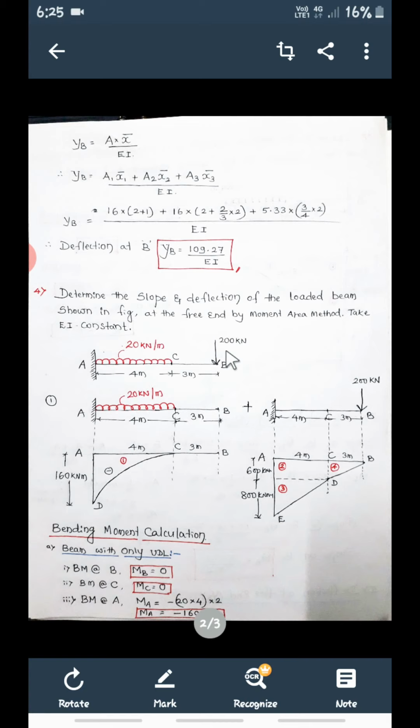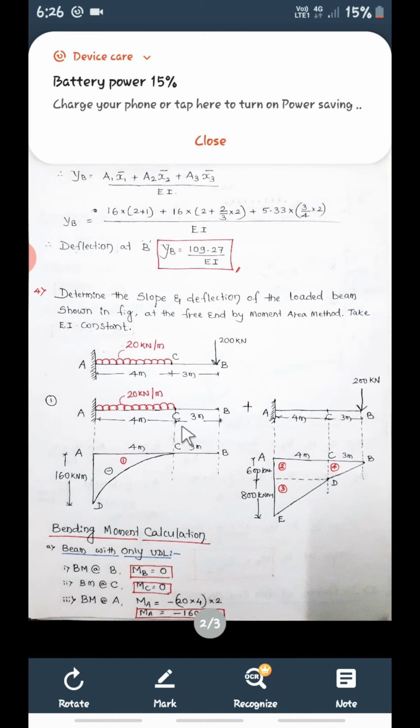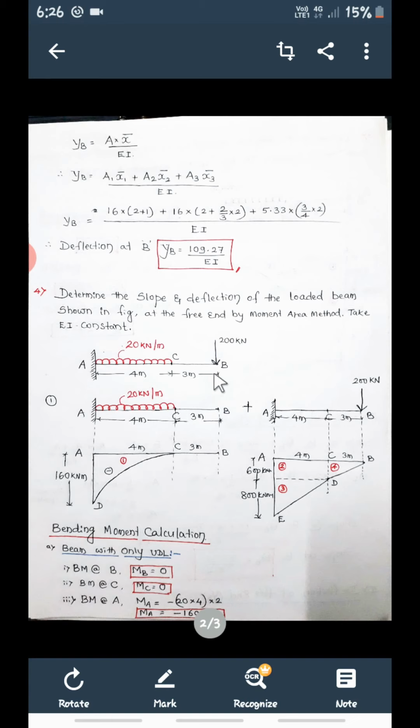So if this is the case, then how do we find the slope and deflection? Now this total beam can be divided into two problems. What are the two problems? First, without this point load. I will not consider this point load, just the UDL on the same beam. See here, beam AB with this UDL, not this point load.